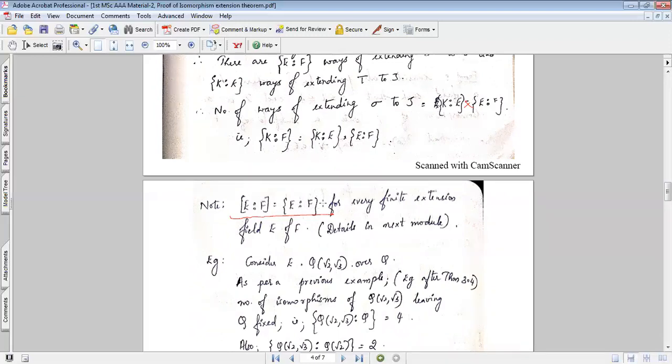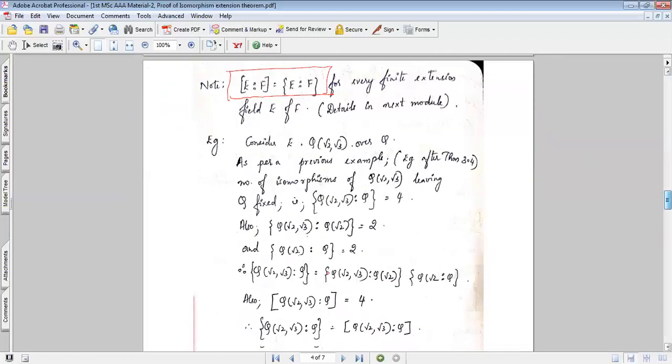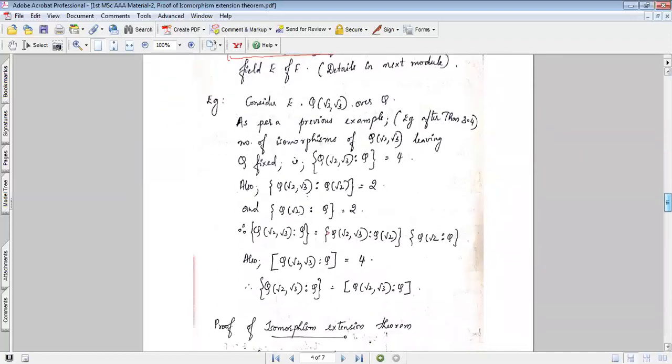And in the next module, we'll be learning that for every finite extension E of F, these two quantities are one and the same. So we are not going into the details of this proof for now, but we can just illustrate this using an example. So consider E, which is Q(√2, √3) over Q. In the previous example, we already saw how many isomorphisms there are of Q(√2, √3) which fix Q. I think this was precisely done in an example after theorem 3.4.